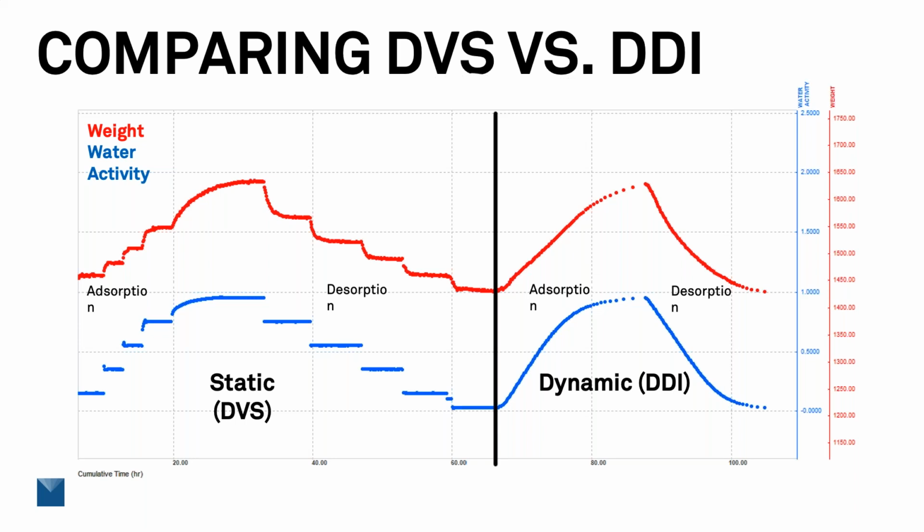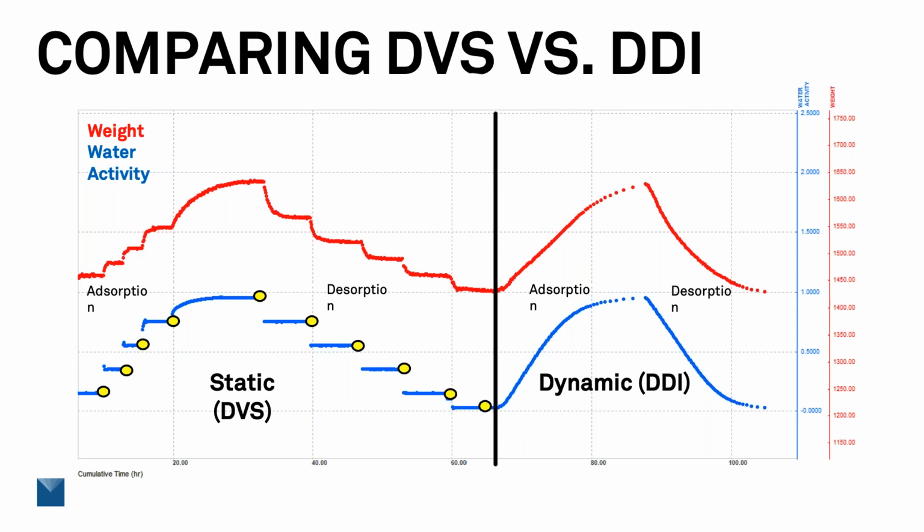So here, the red traces are the weight. The blue is for the water activity. In the first section, we have the static DVS, and you'll see that we have lines that show where we're just holding the humidity and the water activity static, right? And we're waiting for the weight to equilibrate. And once that happens, we move to the next point. So you can see how the weight comes up, flattens out, and then we move to the next section.